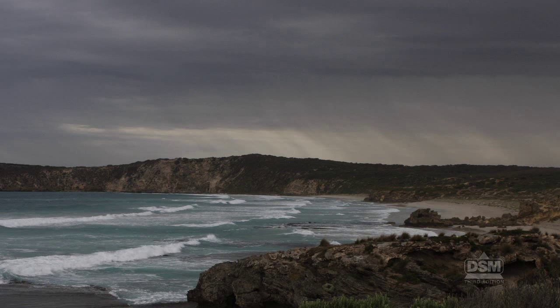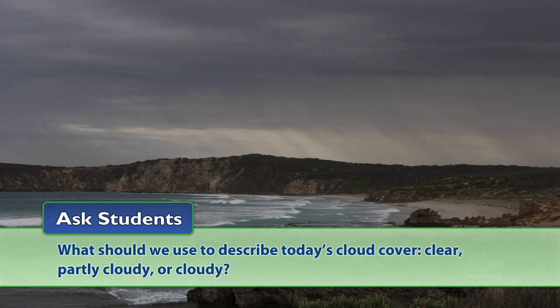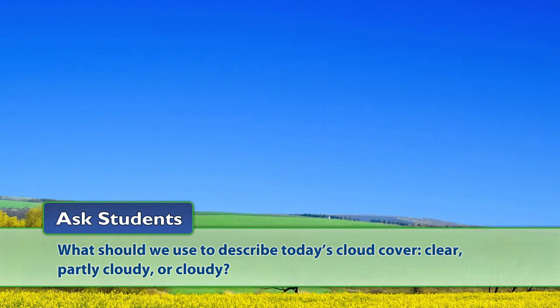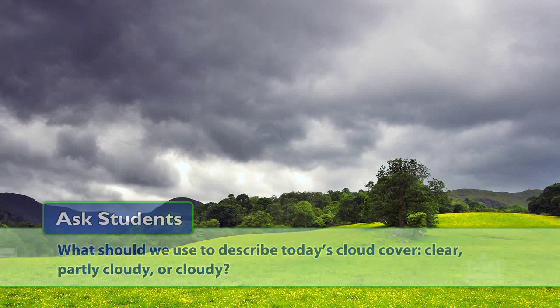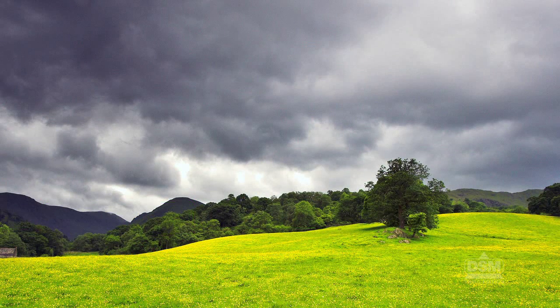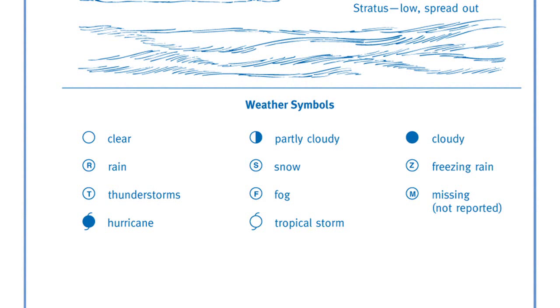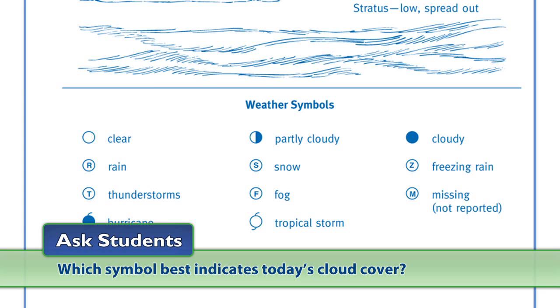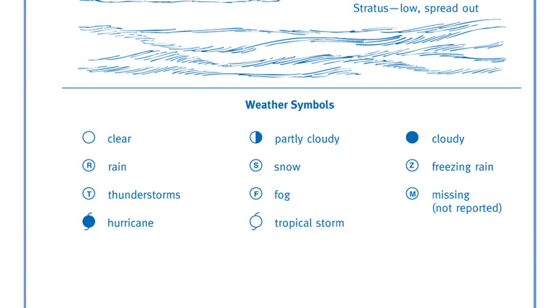Then ask students, what should we use to describe today's cloud cover? Clear, partly cloudy, or cloudy? Answers will vary. Have the students look at the symbols on the first line at the bottom of Activity Sheet 10, Part A. Tell them that these symbols are used on weather maps to show what the weather is like in various places. Ask students which symbol best indicates today's cloud cover. Students' answers should correspond to the previous answer.